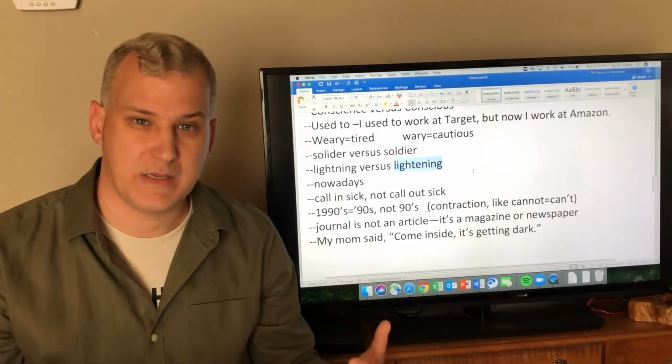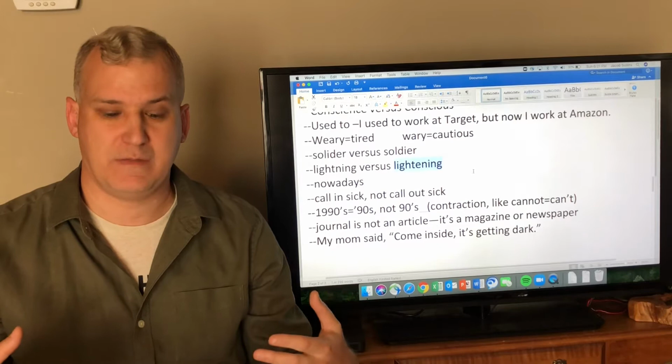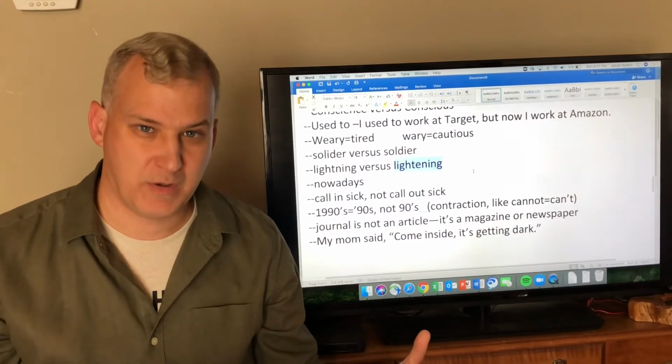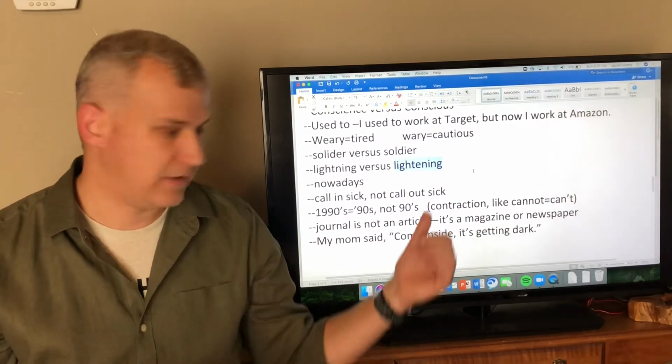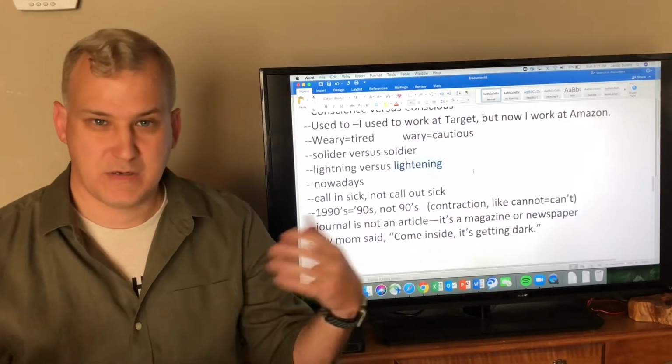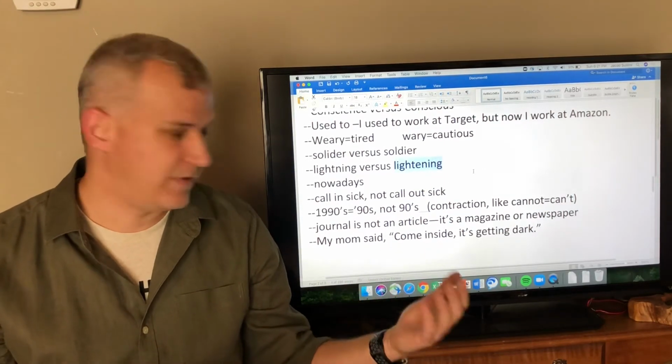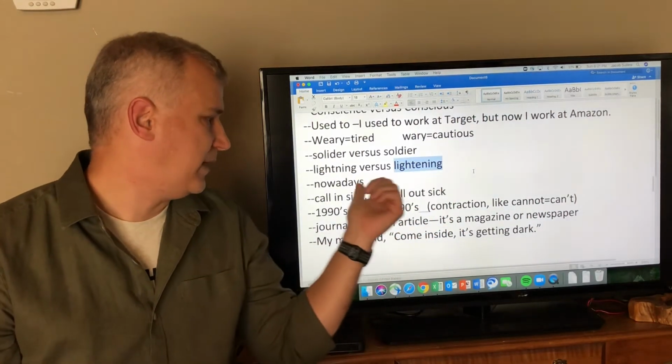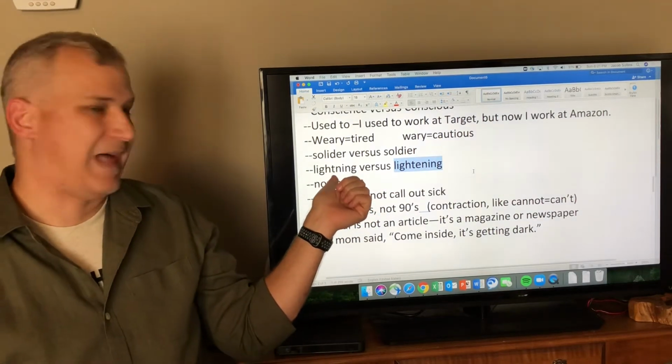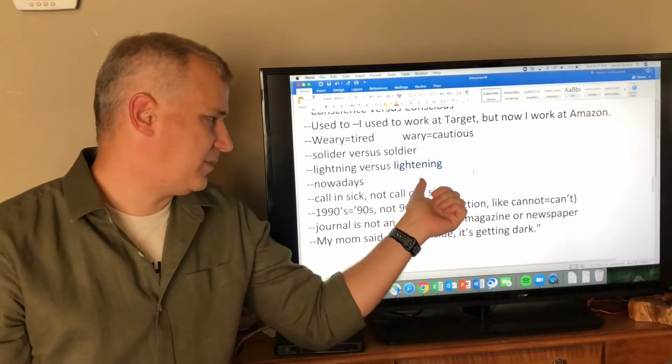Lightening can also mean, if you've got a bag full of books and you take a bunch of books out of your book bag, you've lightened your book bag. It's not heavier because you lightened it. But when electricity comes out of the sky, it's lightning. That's not the same thing as lightening.